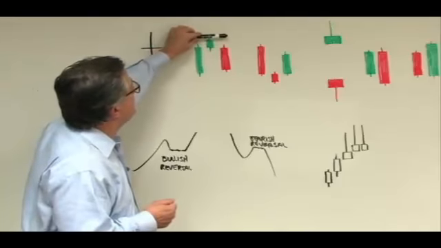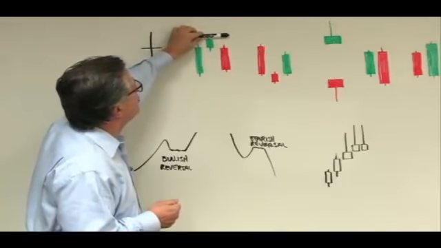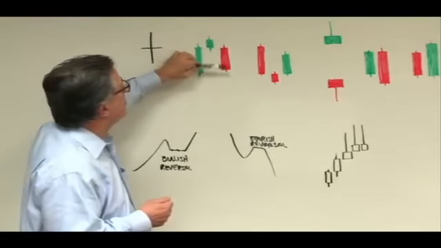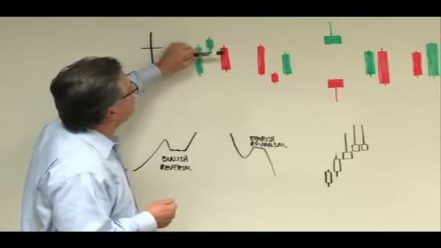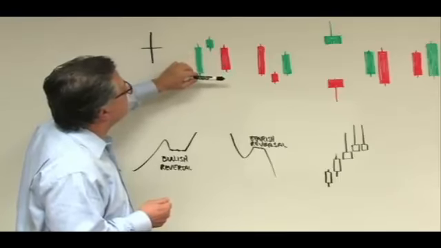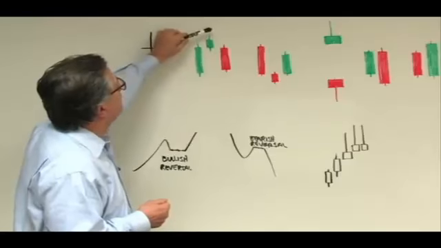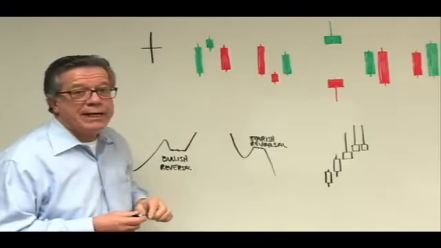Now that indicates to me that the buyers have kind of lost control here. They haven't been able to push the price up enough, and they've given way to the sellers at this point. So in this situation, after the close of this third candle, a trader could go short and place their stop just above the highest wick in this third candle.